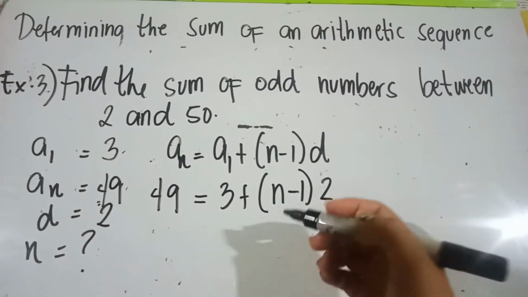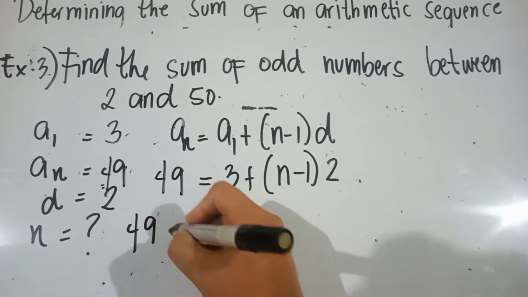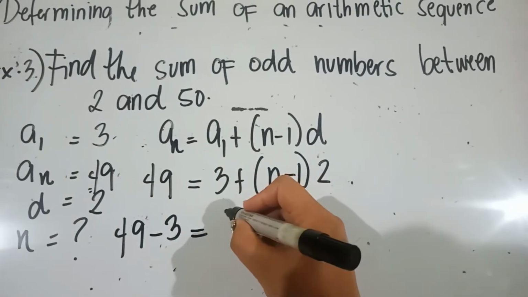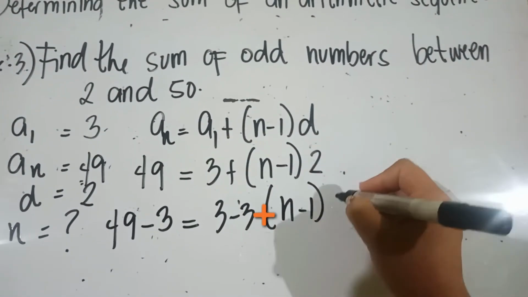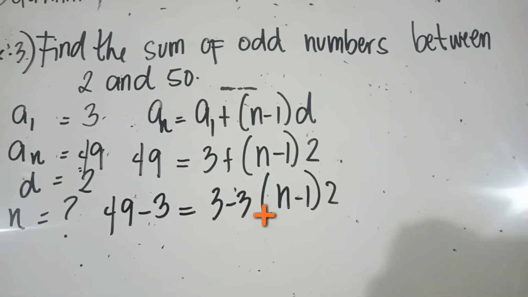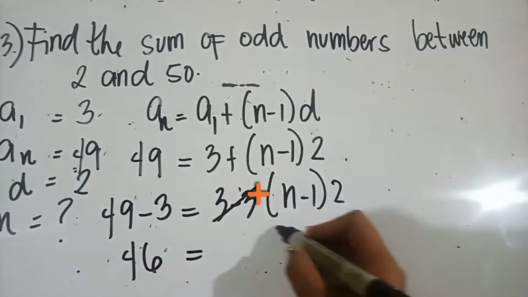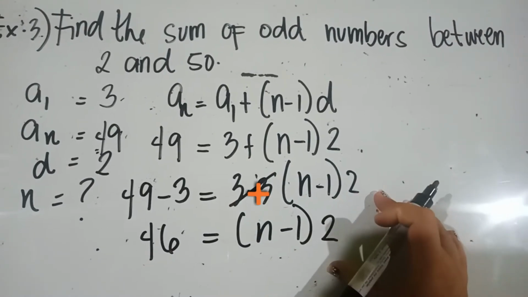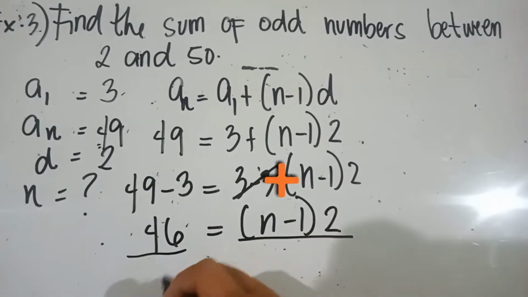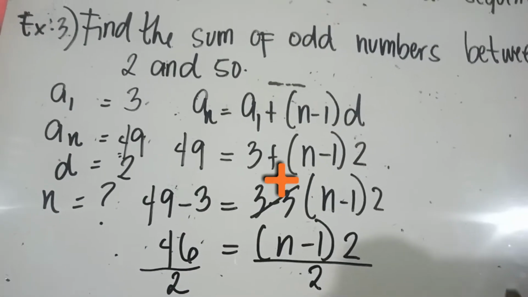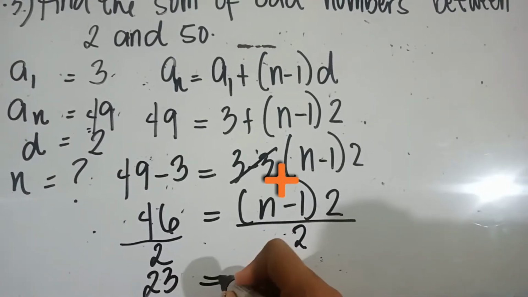Okay, so isolate natin si n. Yung kasama ni n is 3, 1, and 2. So let's subtract this to 3 para ma-eliminate. So magsusubtract din tayo dito. 49 minus 3 is equal to what? Okay, so we have 3 minus 3 times n minus 1 times the common difference. 49 minus 3 is equal to 46 is equal to, cancel out, naiwan si n minus 1 times the common difference, which is 2. So, eliminate natin si 2 by dividing by 2 both sides. So, 46 divided by 2. What is the result? Okay, the result is 23 is equal to n minus 1.